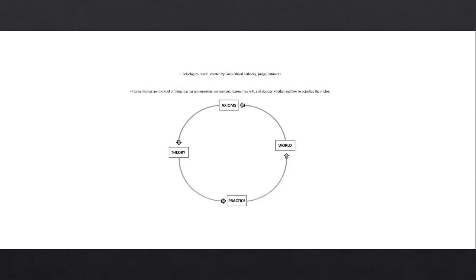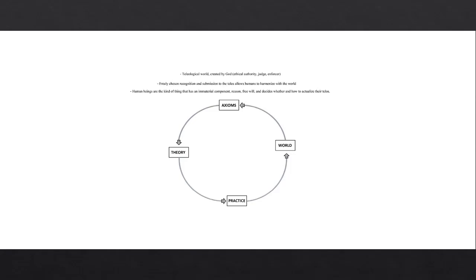Axiom 2. Human beings are the kind of thing that has an immaterial component, a soul, and has reason and free will, and therefore decides whether and how to actualize their telos. That means that every piece of creation without free will is both inherently in line with its own telos and cannot be judged, since it lacks the means to do anything other than what it is designed to do.